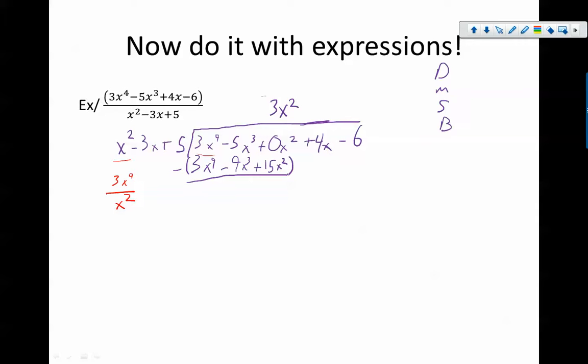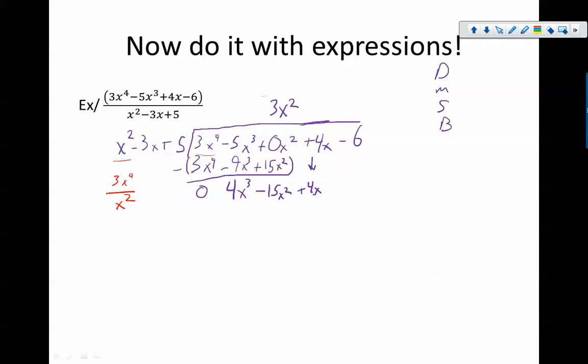So now we subtract, and remember we're subtracting the whole polynomial. So this is 3x to the 4th minus 3x to the 4th, and that's 0. This is negative 5 minus negative 9, which is a positive 4x cubed. And this is 0 minus 15, which is negative 15x squared. Then, last step, I bring down the next term in the function.